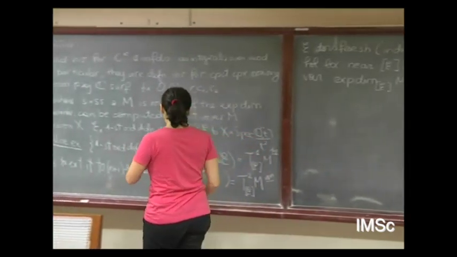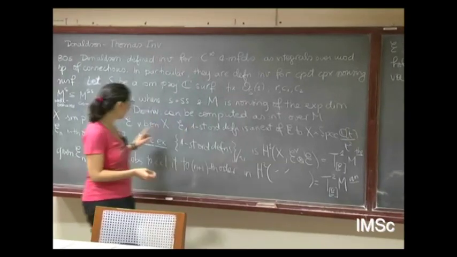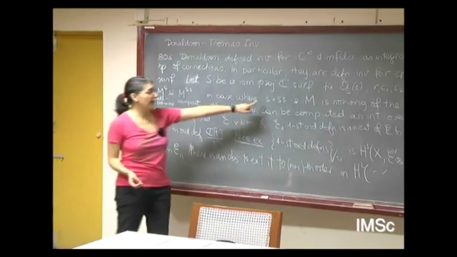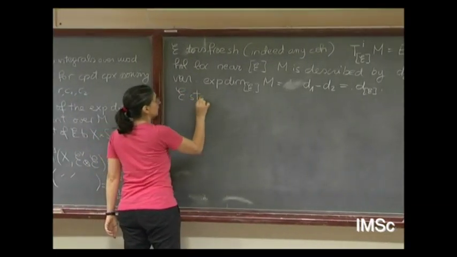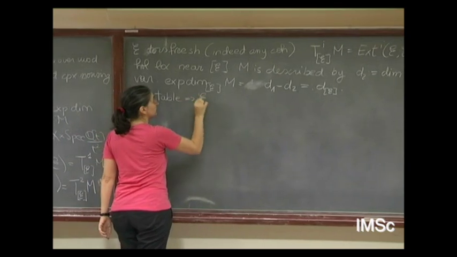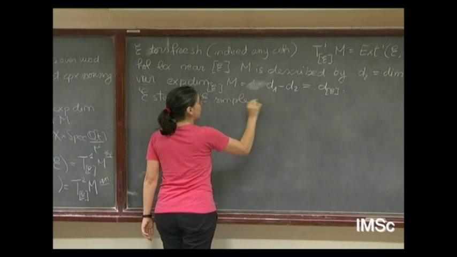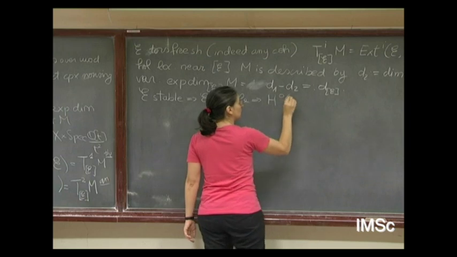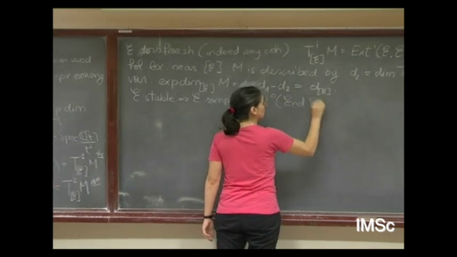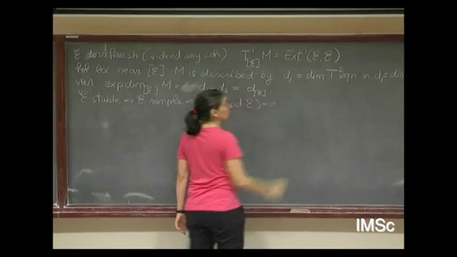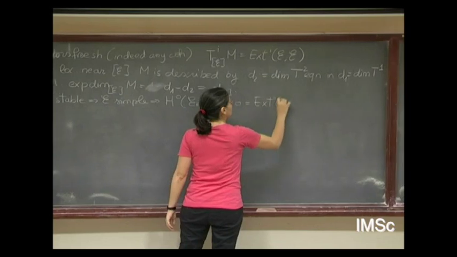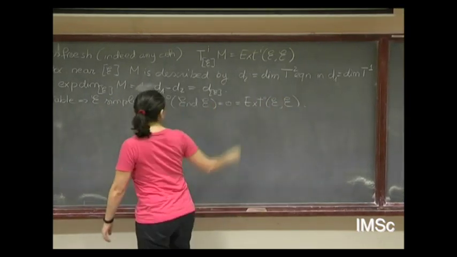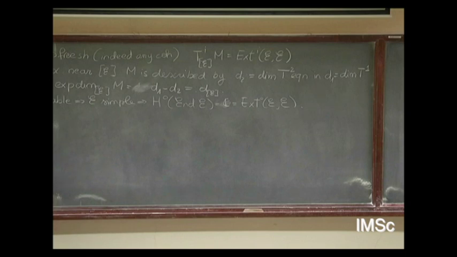On the other hand, what happens is that we are in the well-behaved case where stable is equal to semi-stable. So E stable implies E simple, which means that Hom(E, E), this is if you want the Ext^0 of E, E, is C times the identity. It will be zero in a moment after I will have done something to it.